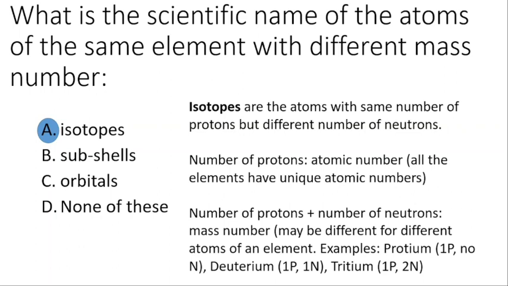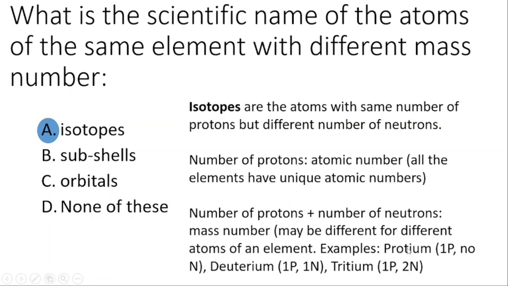We know that atomic number refers to the number of protons, and atomic number is unique to every element, while the sum of the number of protons and the number of neutrons gives us the mass number, and it may be different for different atoms of an element. In isotopes, we have the examples of hydrogen isotopes. Protium has only one proton and no neutron. Deuterium is having one proton and one neutron, while tritium has one proton and two neutrons.